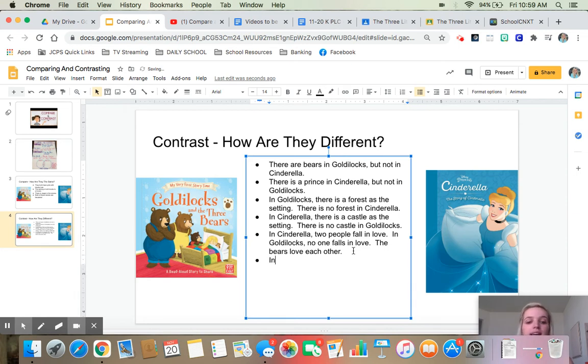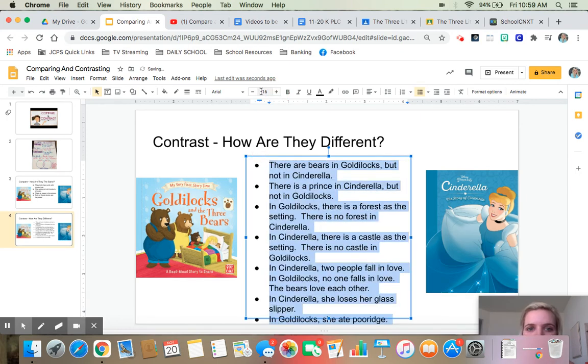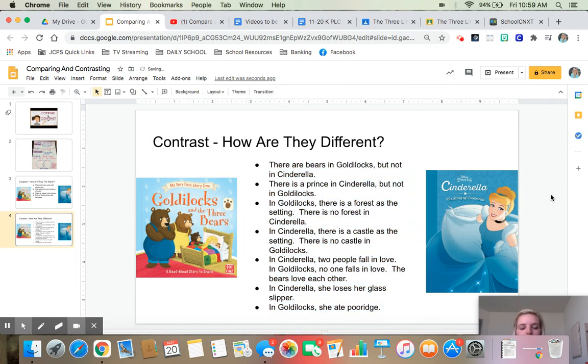We can say in Cinderella, she loses her glass slipper. Does this happen in Goldilocks? No. In Goldilocks, she ate porridge. Does Cinderella eat porridge? No. So that's another thing that is different. We could go on and on with all of the things that are different about these fairy tales, but let's reread what we have.